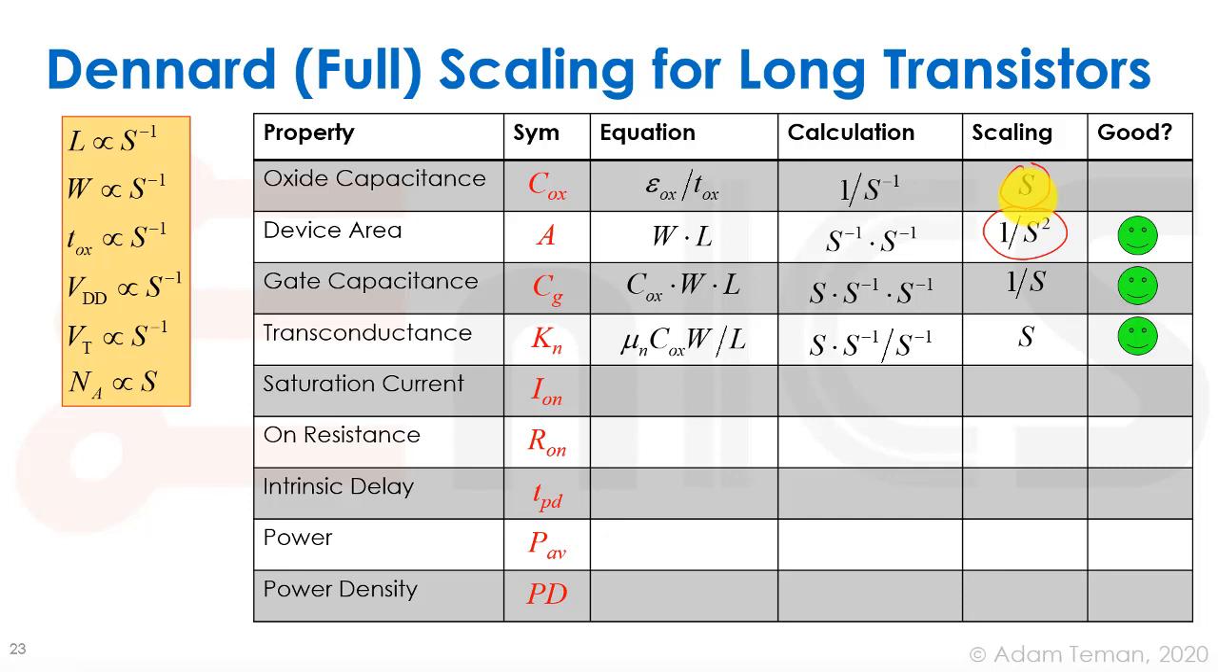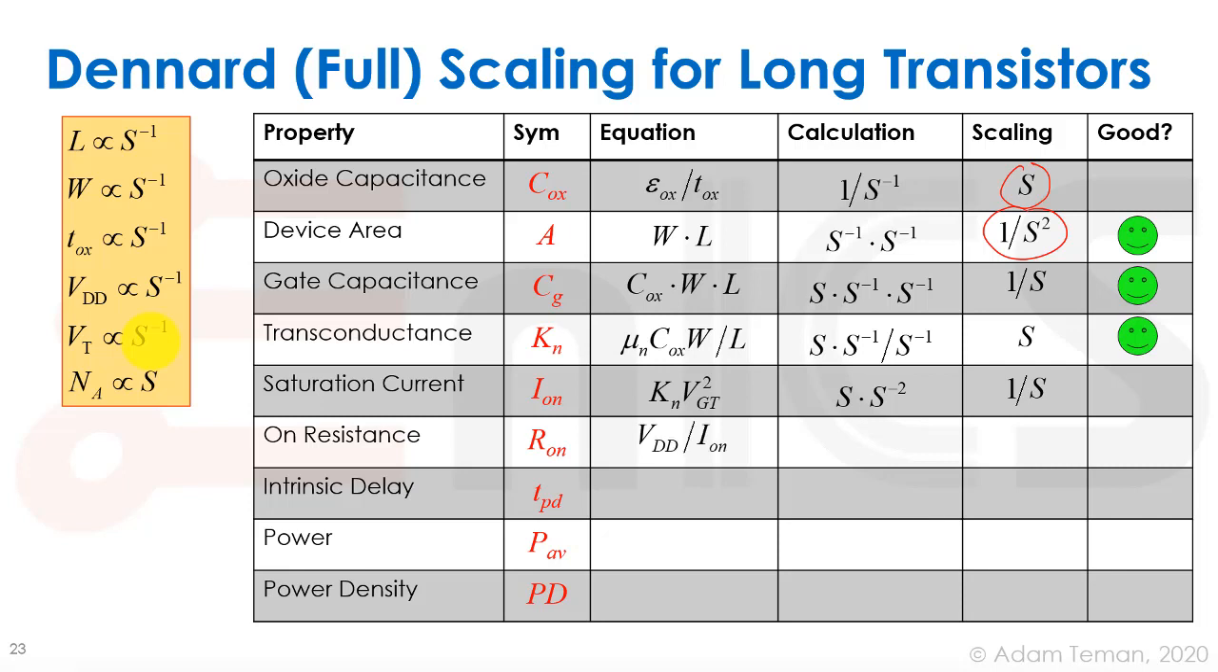How about our saturation current? Our saturation current, we said, is Kn VGT squared. Well, Kn, which we showed before, grew by S, and for VGT squared, we know that VDD, as we said, reduces by S, and VT reduces by S. So VGT squared pretty much reduces by S squared. So S times 1 over S squared gives us 1 over S. That doesn't seem so good, that we have a lower saturation current, but let's see how it affects us.